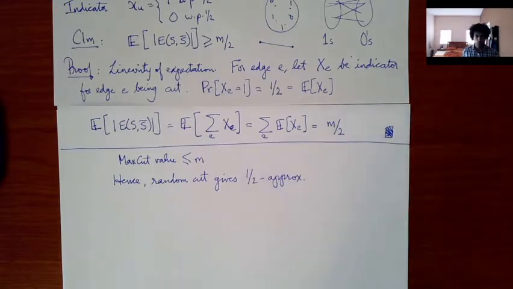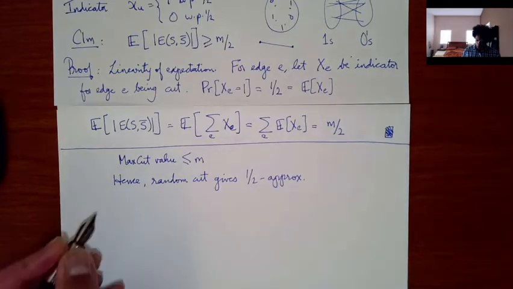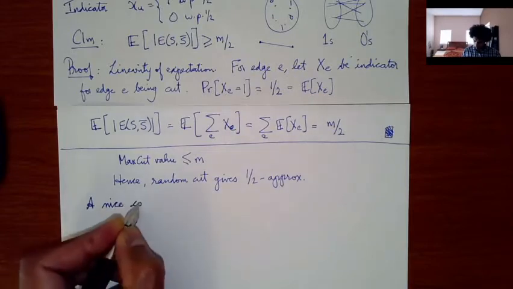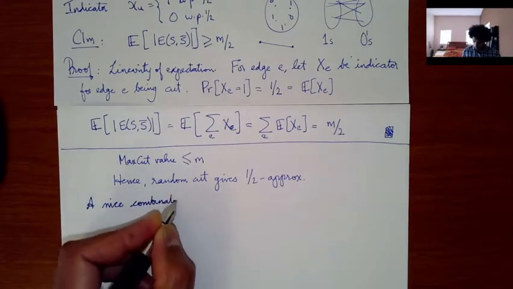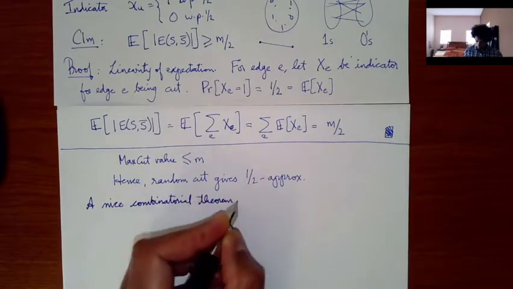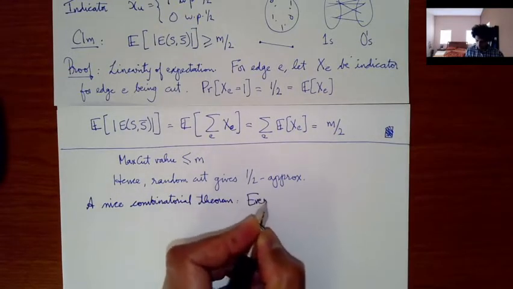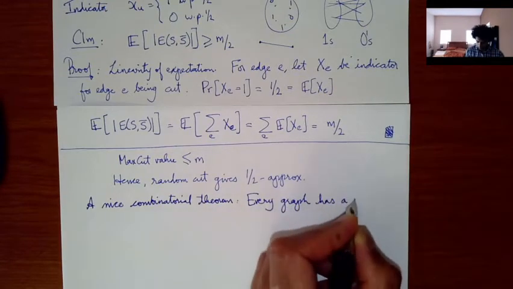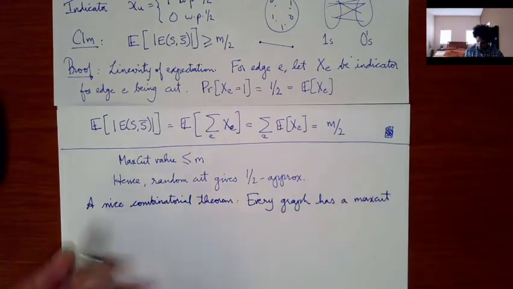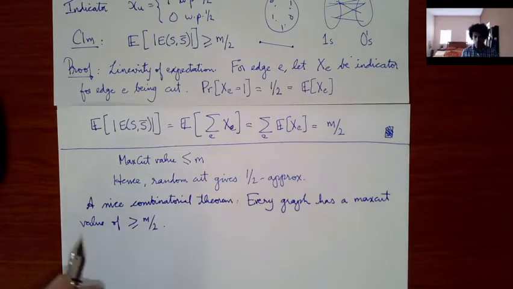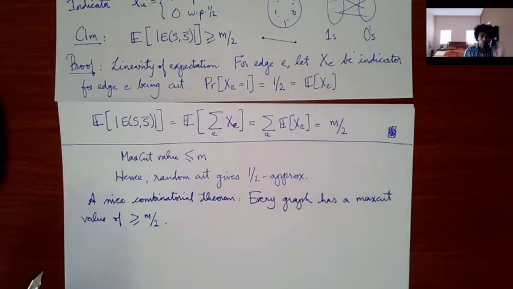But there are a few interesting points to note. It's a nice combinatorial statement. It's a nice combinatorial theorem because it asserts that every graph has a max cut value of at least m over 2. It says that there's always a cut where you cut at least half the edges.